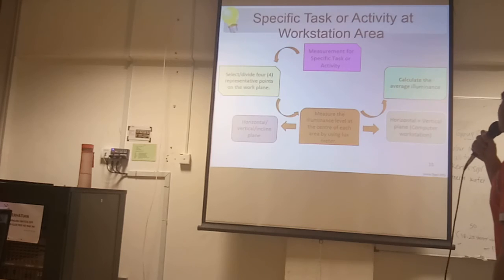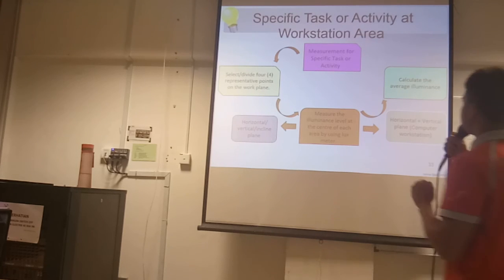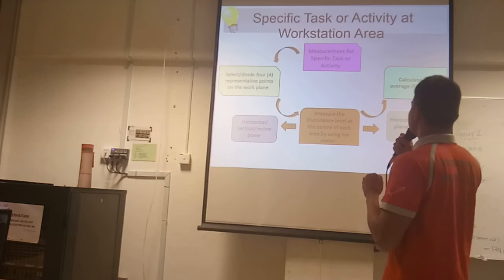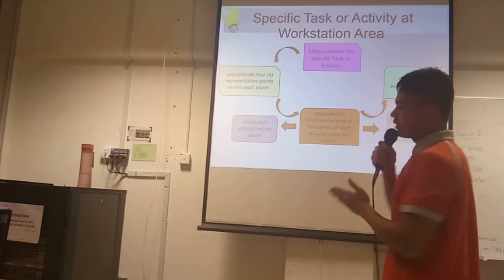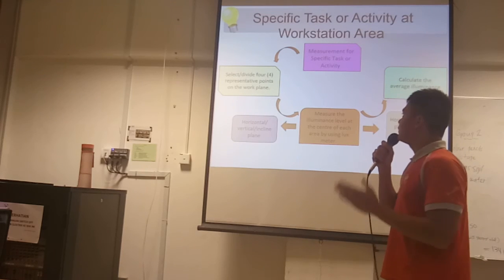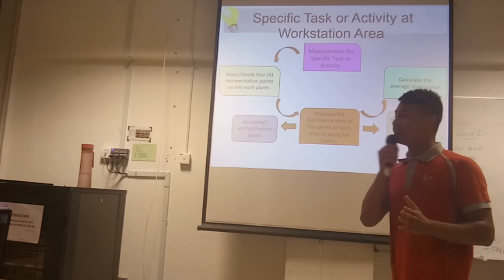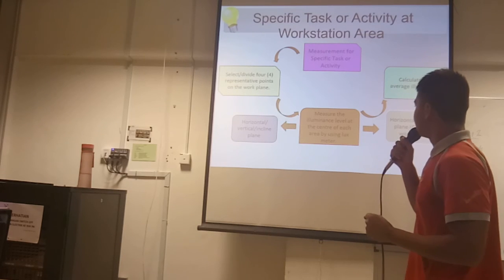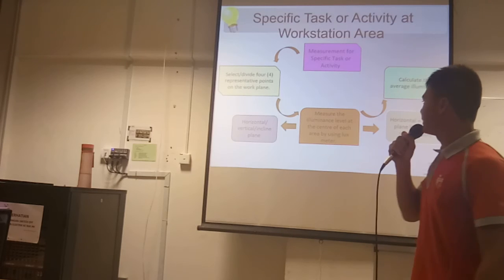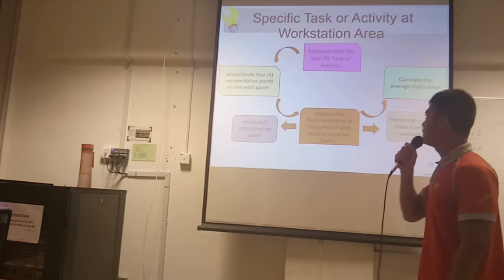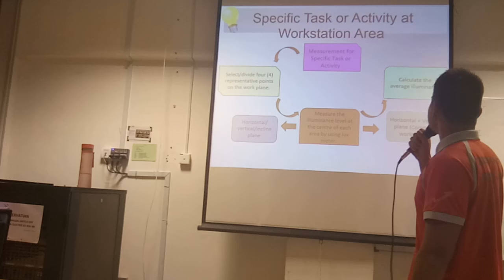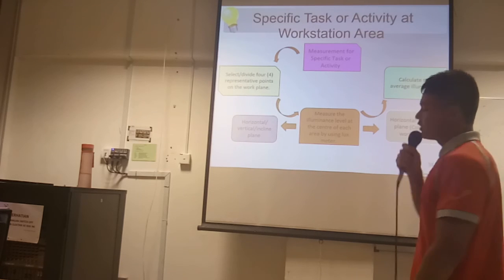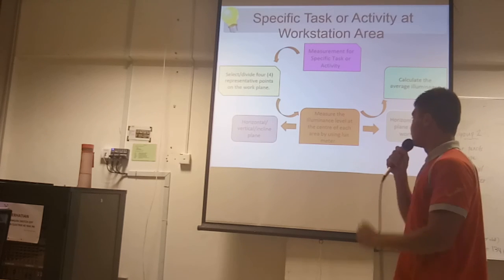And this is for a specific task or activity at the workstation area. The first step is to identify the specific task or activity and divide it into 4 representative points on the work plane. Then measure the illuminance level at the center of each area using a lux meter, and calculate the average illuminance using the equation shown in the previous slide.